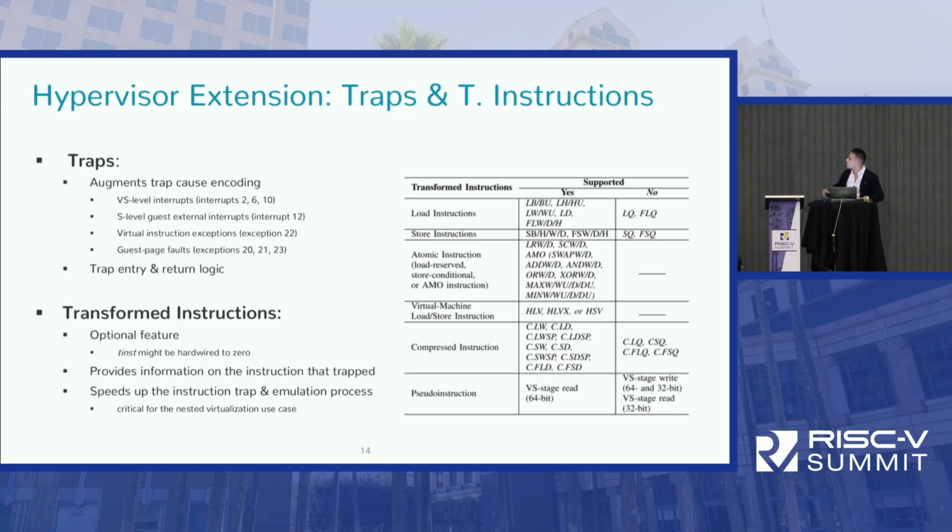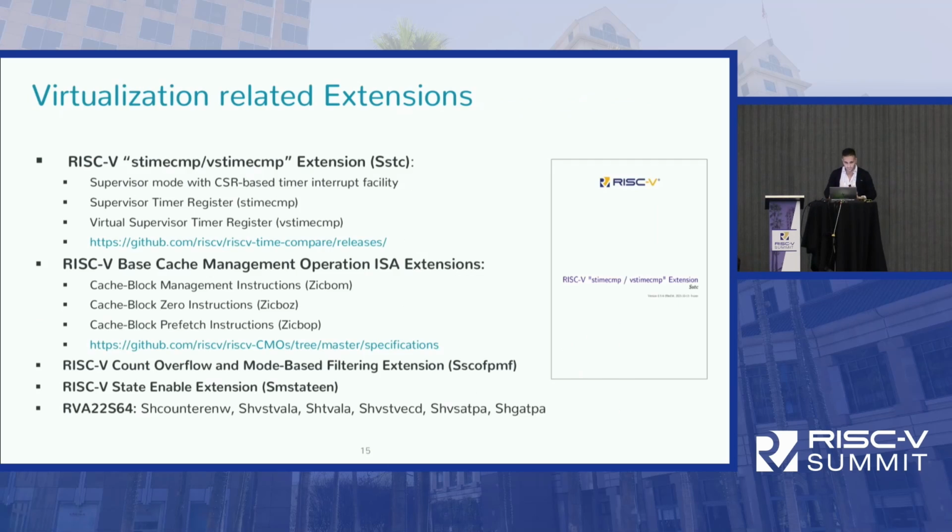And on the right, what I have is a table of the transformed instructions. In this particular case, I got this table from one of the implementations that we did in a real RISC-V core. I will speak about that in a moment. Just checking the time. OK, and there are a couple of extensions that are quite important for virtualization.